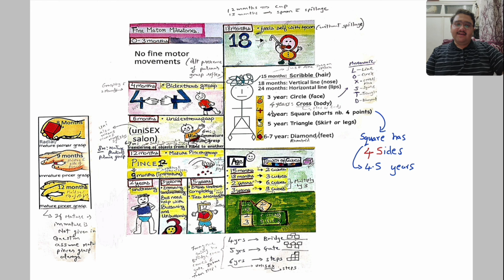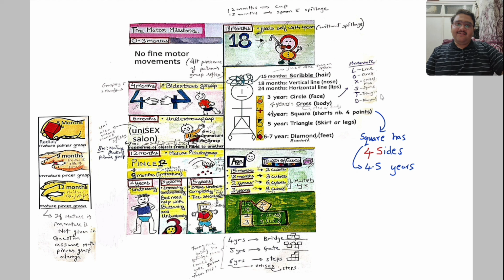Then at 5 years, triangle. Triangle is represented by the legs. Then at 6 to 7 years, diamond, represented by the feet. You can also remember that a square has 4 sides. So this 4 and the S of side become 5, so square at 4.5 years.